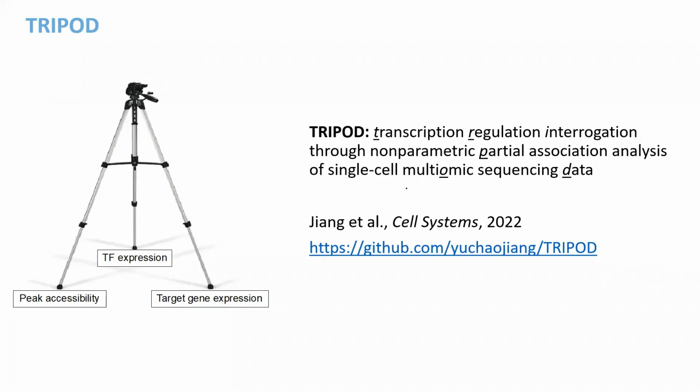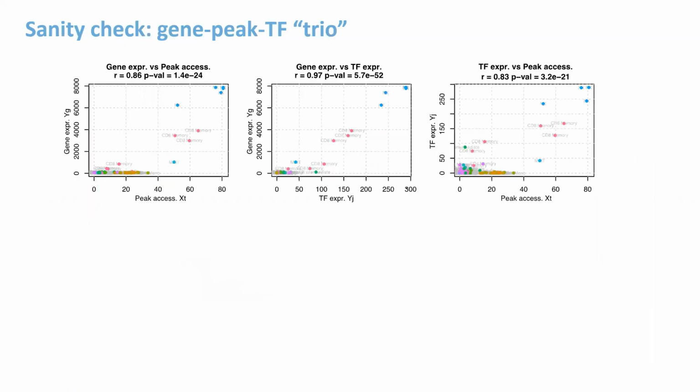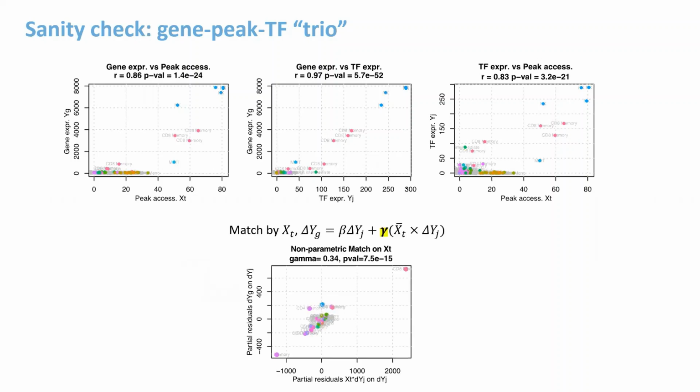So again, in this case, we propose Tripod. There are 3 different factors that we've been talking about. Okay, so back to the trio that I showed you before. So how does it look? You do a level 2 testing, and then you find that the gamma from the level 2 testing is very significant. And then we feel that this is very strong evidence to tell us that these 3 different factors play together. The TF binds to the peak region, which regulates this gene.